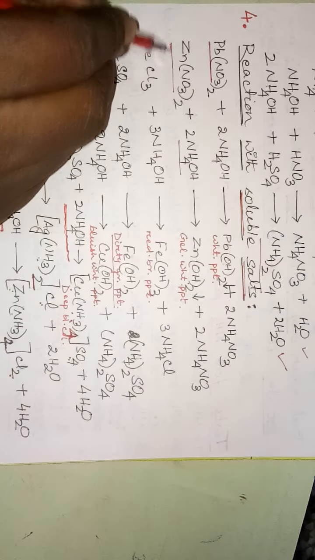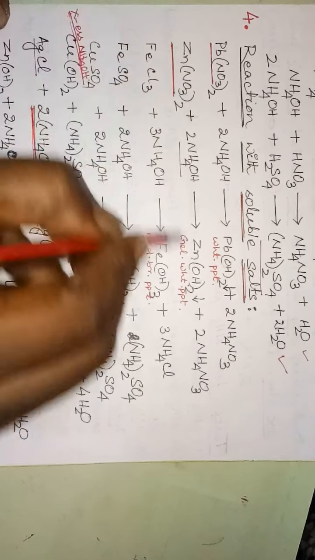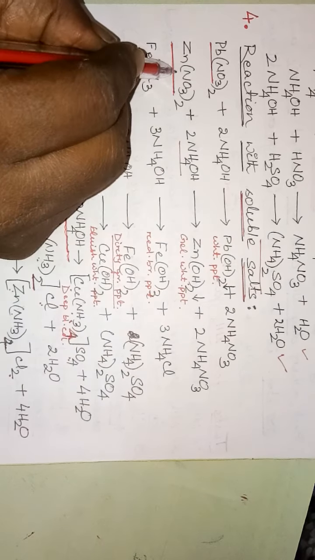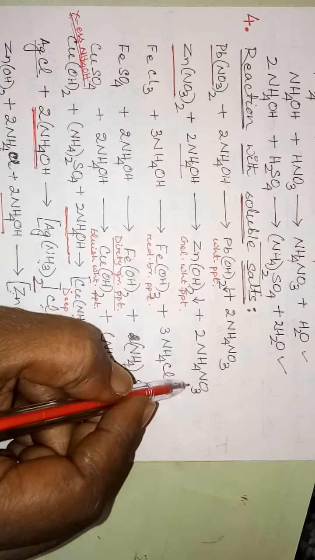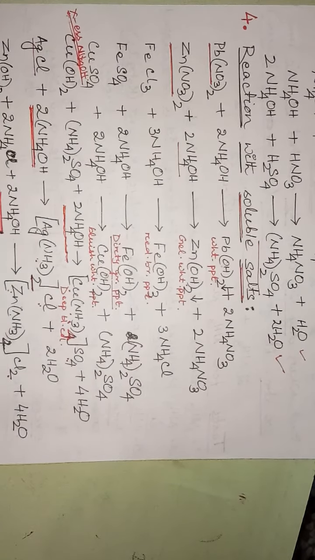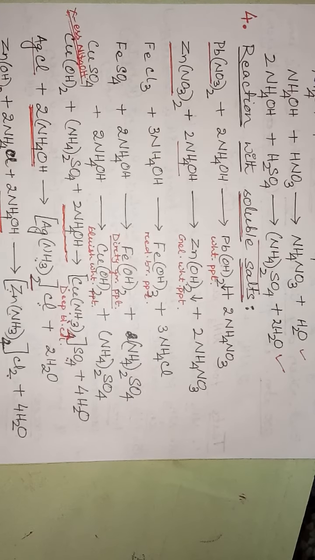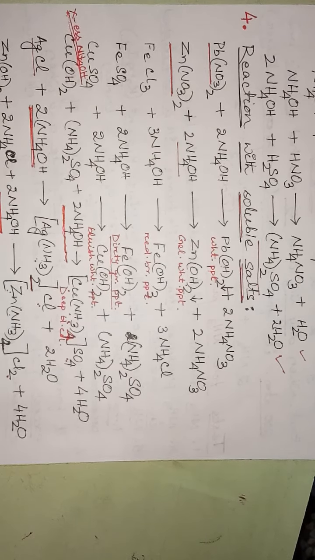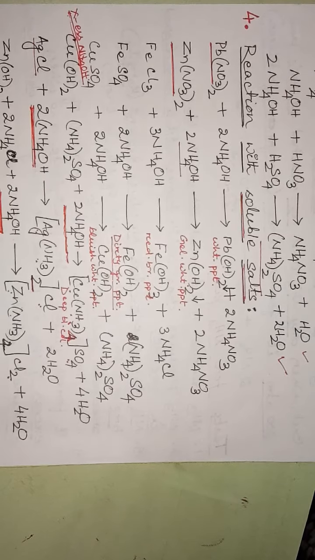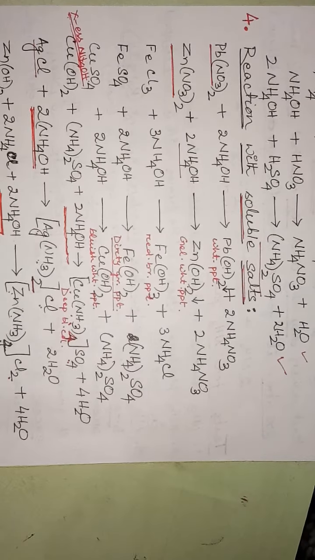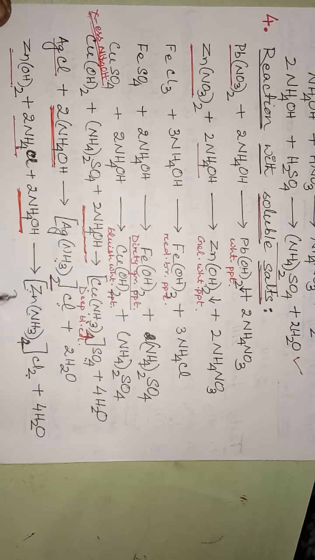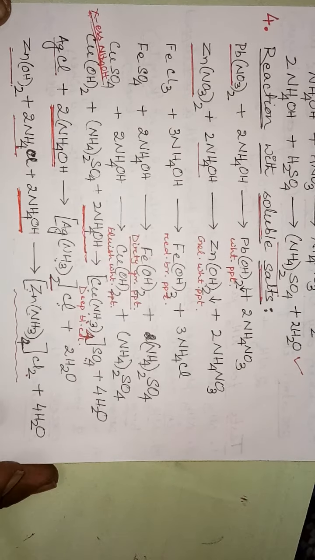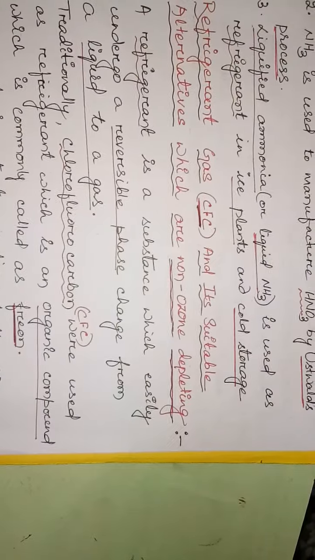Similarly, as we discussed in the case of zinc, zinc chloride forms zinc hydroxide and ammonium chloride. When excess ammonium hydroxide is added, not sodium hydroxide but ammonium hydroxide, the zinc hydroxide plus ammonium chloride forms tetraamine zinc chloride plus water.